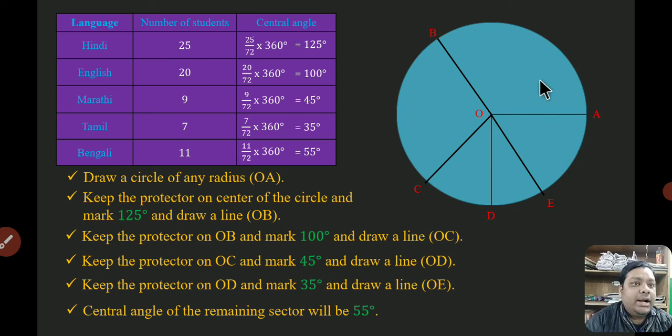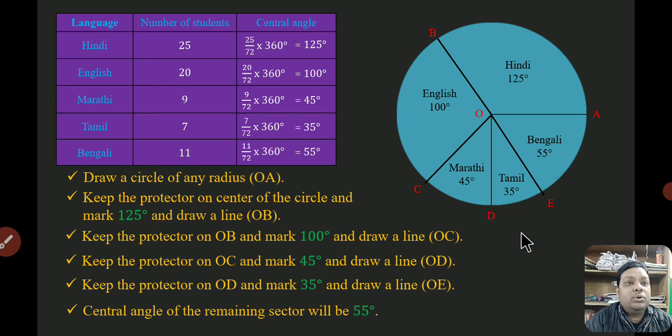Now write the name of this: 125 degree Hindi, 100 degree English, 45 degree Marathi, and again 35 degree Tamil, and the rest 55 degree Bengali. Okay. So like this we can draw a pie chart. Okay students, so I hope that you all have understood how to draw the pie chart. In 2 questions I have already explained everything, each step.